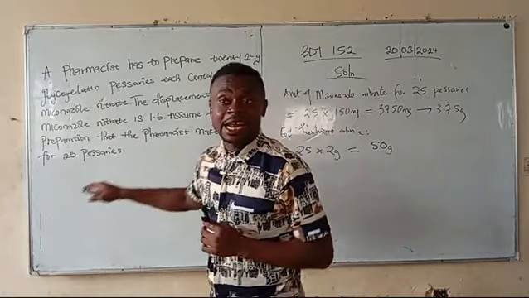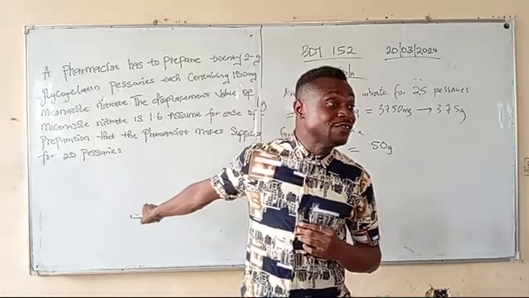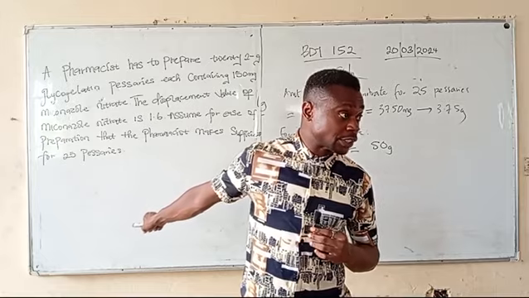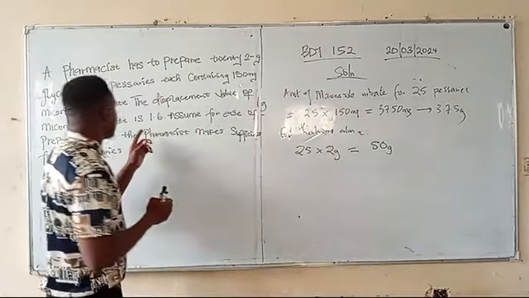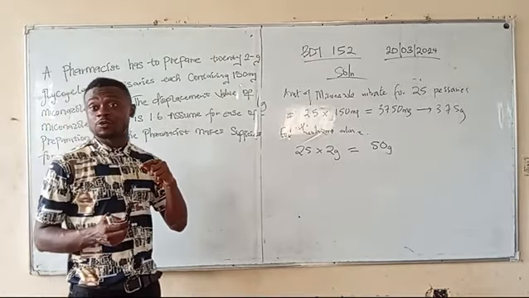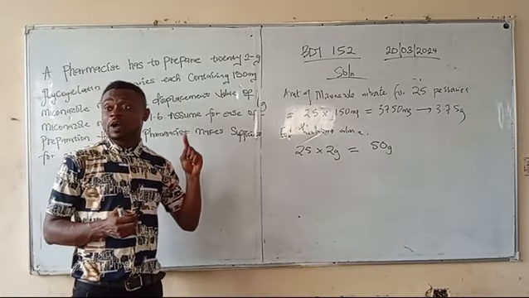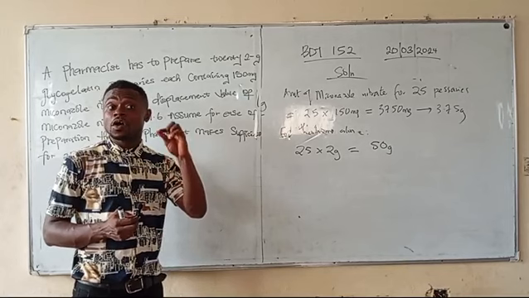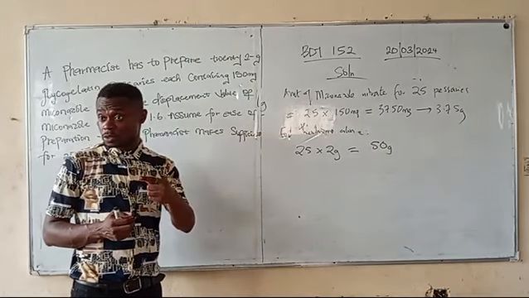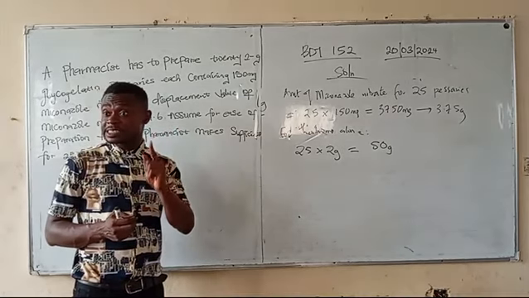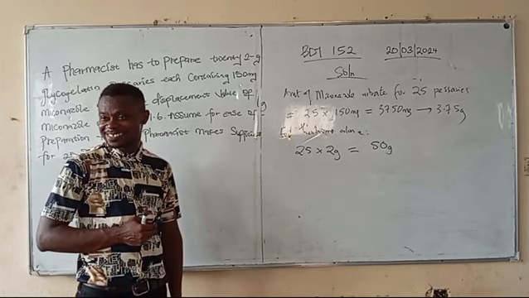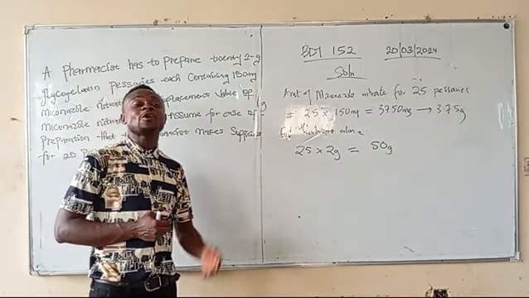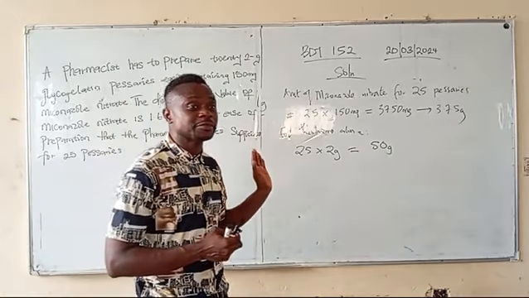Now let us go over to the DV of miconazole. So the DV of miconazole is 1.6, which implies what? What does it mean? That 1.6 gram of miconazole displaces... okay, what do you mean by 1.6 there? Tell me.